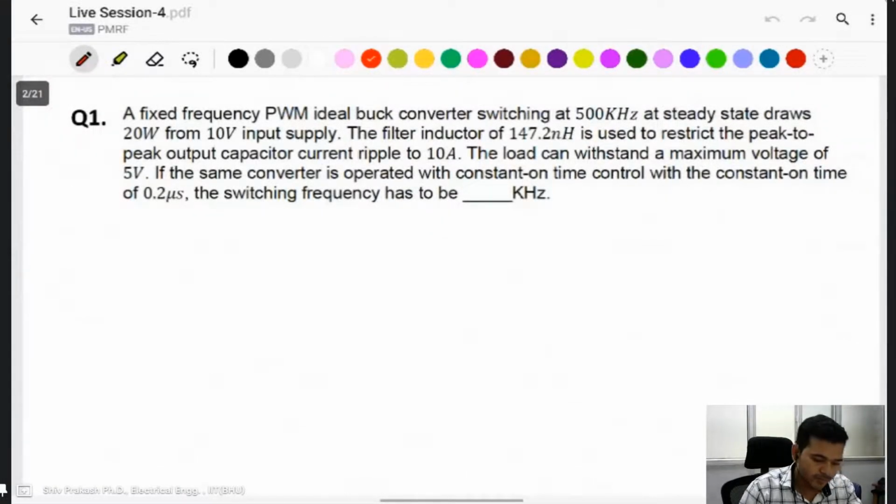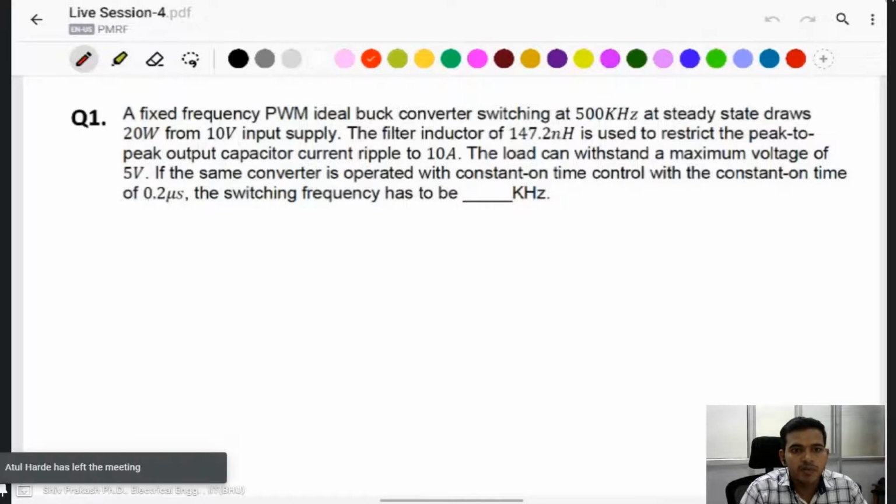Question number first. A fixed frequency PWM ideal buck converter switching at 500 kHz at SD state draws 20 watt from a 10 volt input supply. The filter inductor of 147.2 nanohenry is used to restrict the peak to peak output capacitor current ripple to 10 ampere. Peak to peak output capacitor current means inductor current, because the same current flows through the capacitor. The load can withstand the maximum voltage of 5 volt and the output voltage is 5 volt.